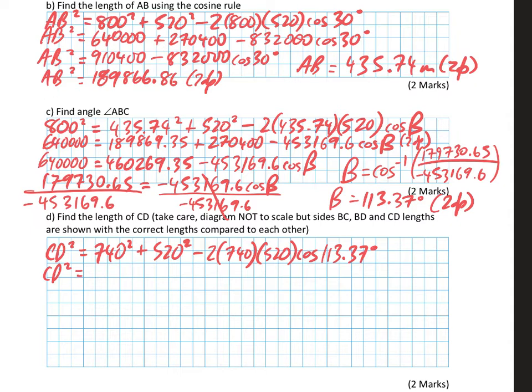547,600 is 740 squared plus 520 squared. We're going to have 818,000. Let's do this multiplication with the cosine as well. No, well, not the cosine, we'll just do the numbers. 740 times 520, negative 769,600, cosine 113.37 degrees. We can work that out.